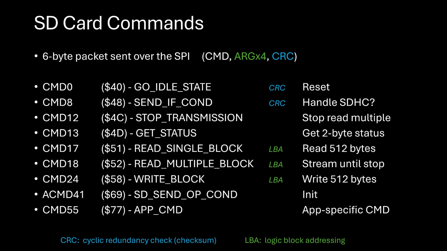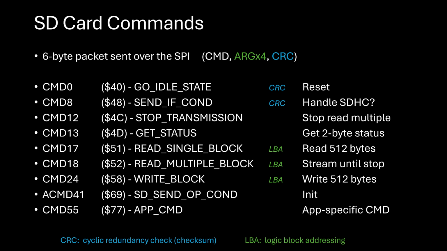I did note here 3 of these commands, 17, 18, and 24, do have parameter data that you need to specify, which is logical block addressing, or LBA. It's just a way of addressing space on the SD card in a linear fashion. So you need to tell it which specific sector you are trying to read or write. And that is a parameter that has to be filled in, those 4 bytes, before you make the SPI call using command 17, 18, or 24. So those are some of the commands I'm going to be using.